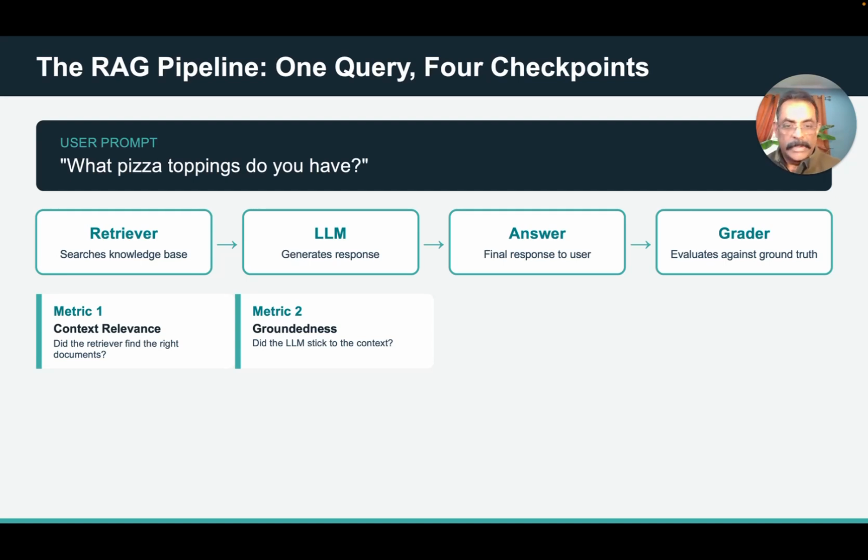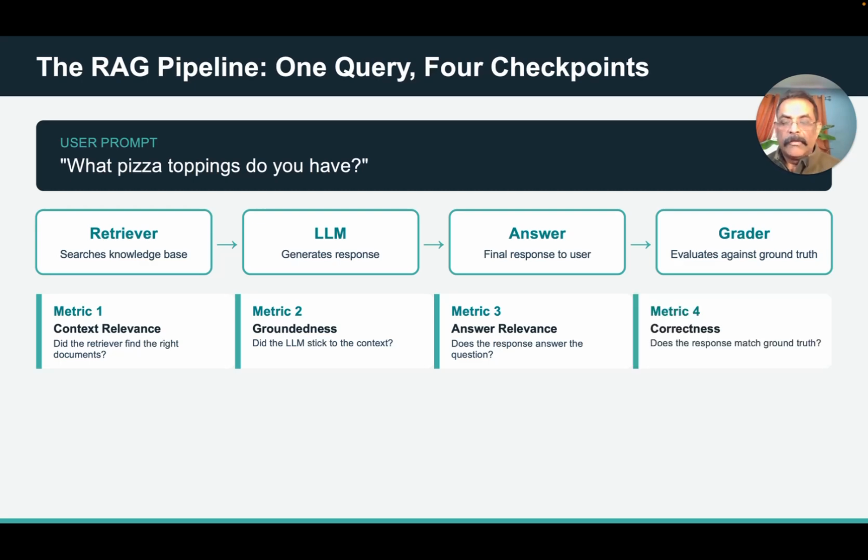The LLM generates the answer based on the documents, which are the context you send, and then your prompt query. Did the LLM stick to the context? That means you give the documents, and the LLM should generate based on them and your prompt. And does the response answer the question? That is answer relevance. You asked what pizza toppings do you have, and did I get the answer?